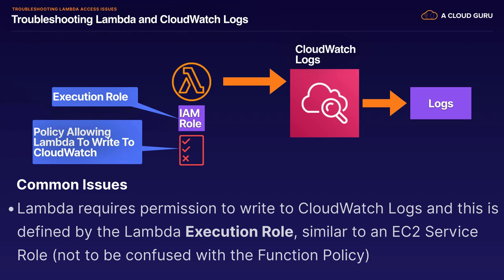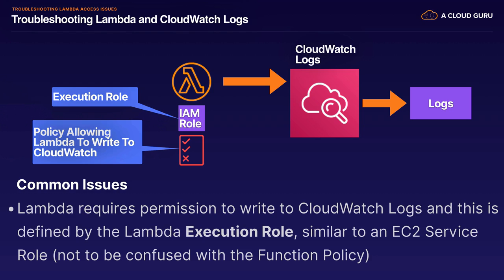And if you remember in the lab earlier on in this section of the course, when we created our Lambda function, we created a new execution role, which included basic permissions like permissions to send logs into CloudWatch. And we also added S3 access as well. And it's this execution role which defines the permissions that your Lambda function will have. And it's really similar to an EC2 service role.